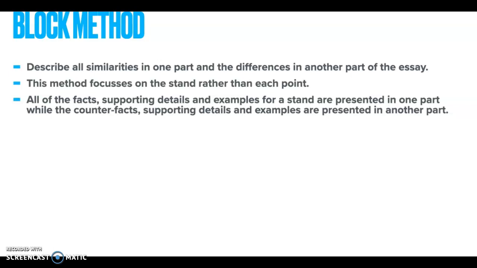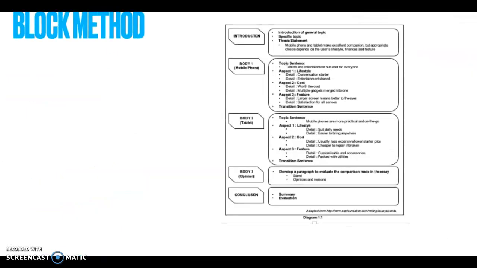Alright, so we are moving on to the next part, which is the block method. The block method can be a little bit tricky because we are going to talk about one particular aspect, which would be similarity in one part and then differences in another part. So this method focuses on the stand rather than each point. That means you talk about the issue itself in a collective way, and all of the facts, supporting details and examples for a stand are presented in one part. When you look at the similarity, you only talk about the similarity of both items, and when you talk about the differences, you only talk about the differences in terms of counterfacts, supporting details and examples in another part.